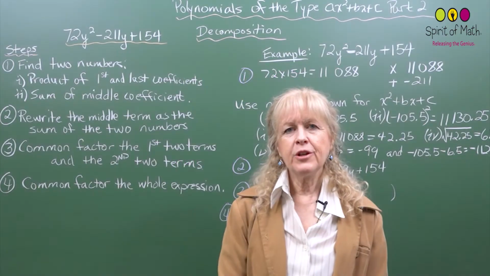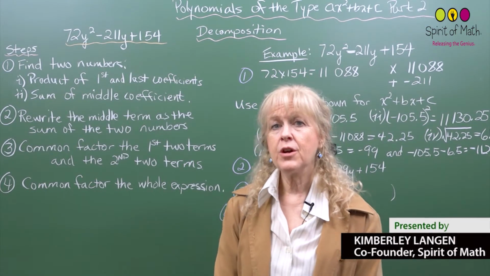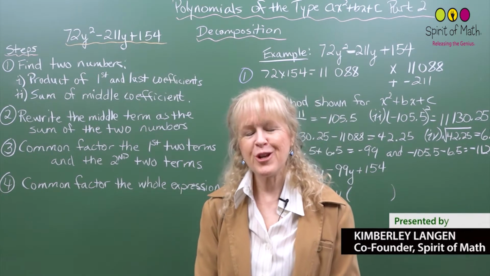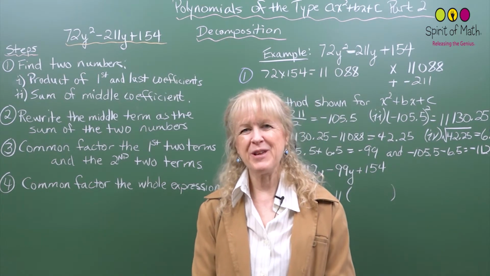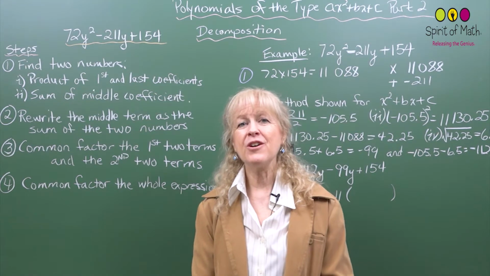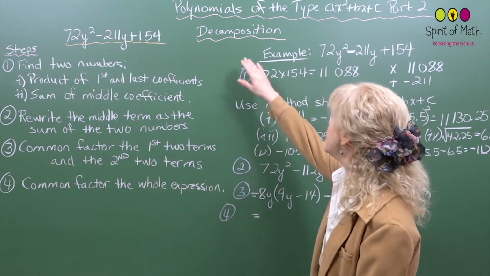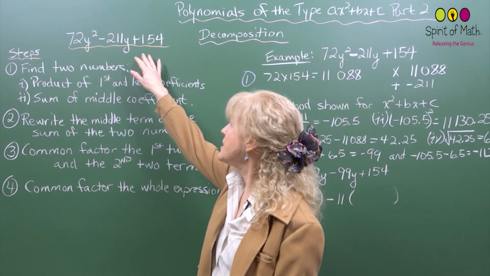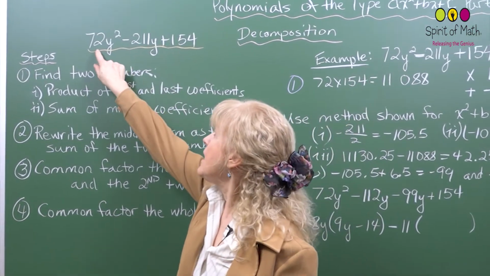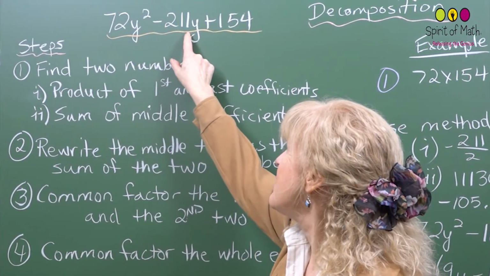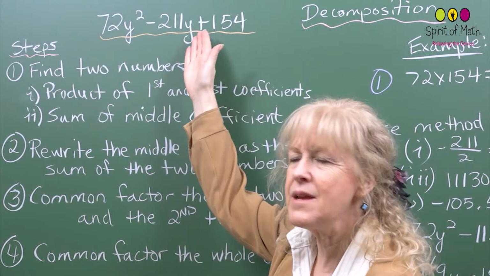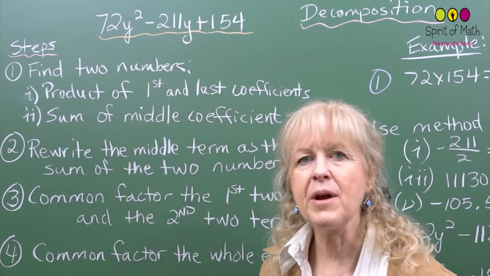In this video, we're going to look at another way to factor the quadratic of the form ax squared plus bx plus c, but this time it's called the decomposition method, as you can see here. So this is a quadratic of the form ay squared minus by plus c. It's the same thing whether it's x or y, it's the same idea.